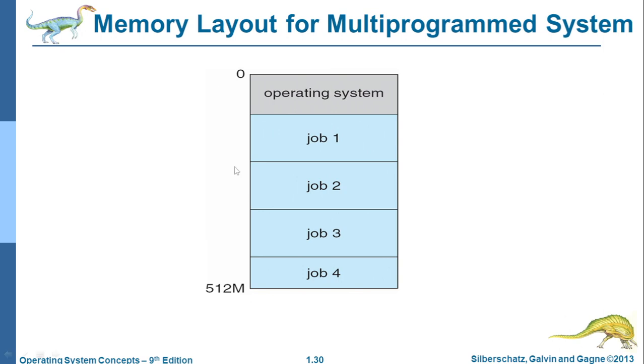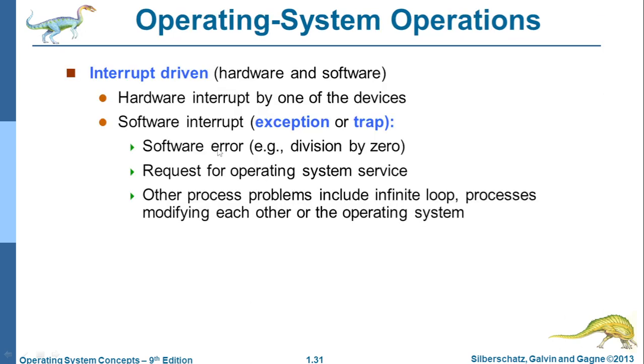So this is the memory layout of a multi-programming system. This is one process, two processes, three processes, four processes. Four processes are happening in the operating system. So there are multiple programs, so we call it a multi-programming system.